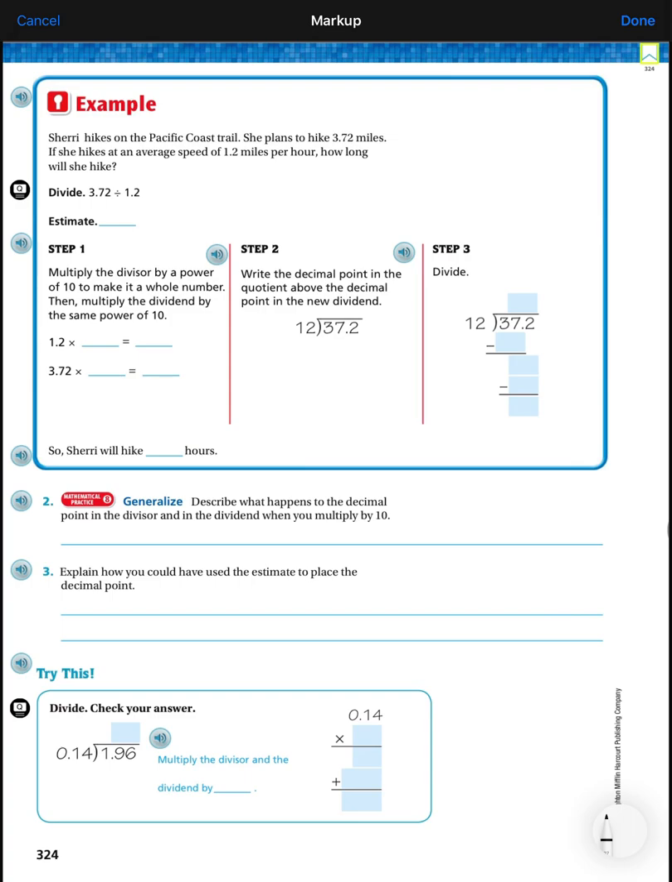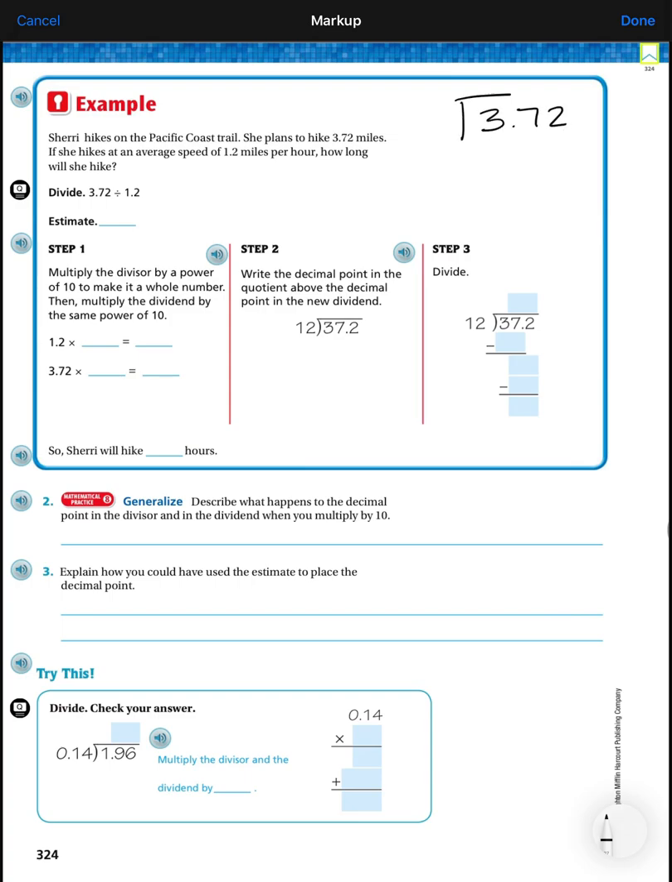Okay. All right. So let's look at the top where it says example. Sherry hikes on a Pacific Coast trail. She plans to hike 3.72 miles. If she hikes at an average speed of 1.2 miles per hour, how long will she hike? So we have 3.72 divided by 1.2, okay?